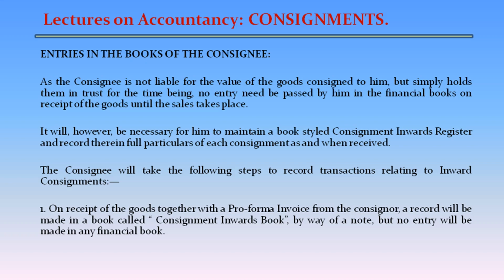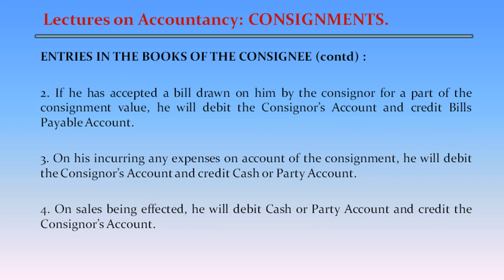The consignee will take the following steps to record transactions relating to inward consignments. 1. On receipt of the goods together with a pro forma invoice from the consignor, a record will be made in a book called Consignment Inward Book by way of a note, but no entry will be made in any financial book. 2. If he has accepted a bill drawn on him by the consignor for a part of the consignment value, he will debit the consignor's account and credit the bills payable. 3. On his incurring any expenses on account of the consignment, he will debit the consignor's account and credit cash or party account. 4. On sales being effected, he will debit cash or party account and credit the consignor's account.